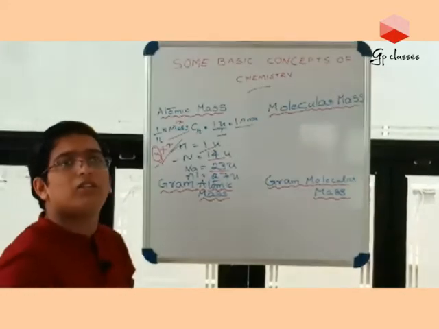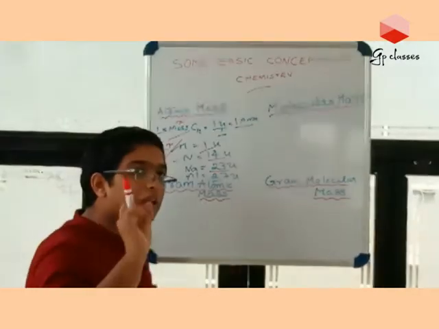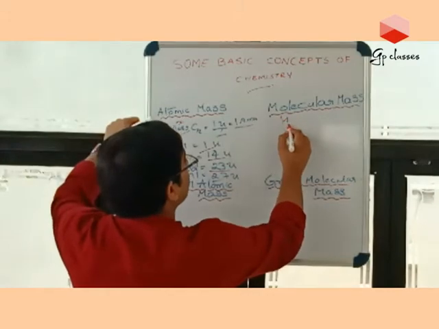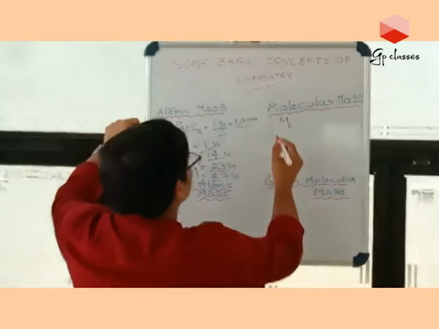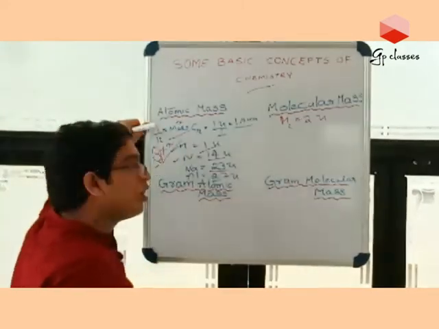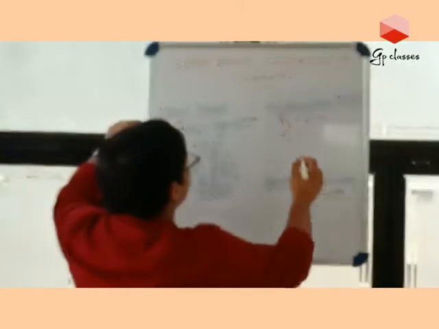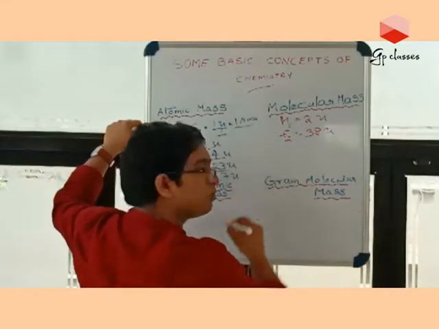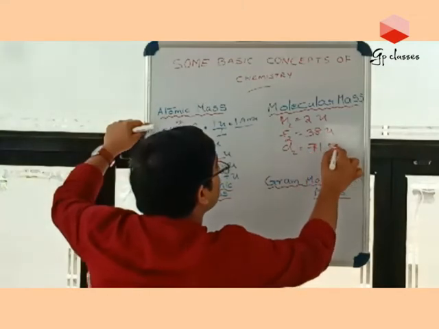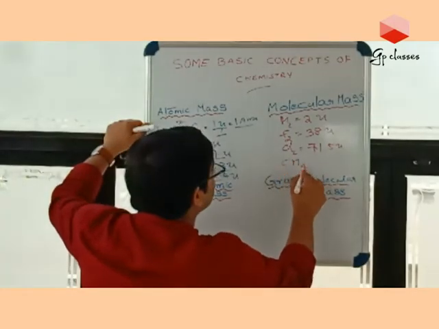So what about molecular mass? Molecular mass is the mass of a molecule. We are mainly considering covalent molecules. Let me take an example. Initially, the hydrogen molecule H2. What is the molecular mass of hydrogen? It is 2U. What will be the molecular mass of fluorine, F2? In case of fluorine, the molecular mass will be 38U. In case of chlorine, the molecular mass is 71U.